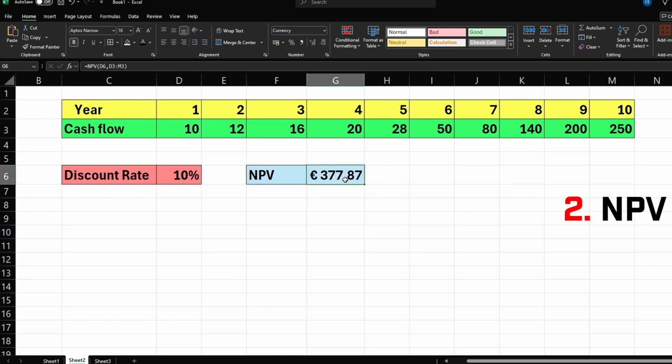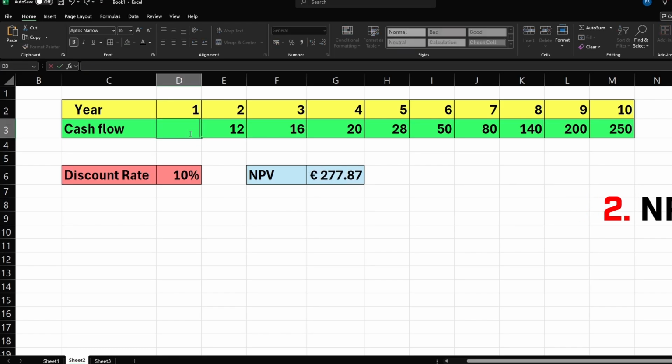NPV is all about the time value of money. This principle tells us that money today is worth more than the same amount in the future because it can be invested to earn returns. By discounting future cash flows back to their present value, NPV helps us see the value of an investment in today's terms. A positive NPV means the investment generates more value than the cost of capital or the discount rate. In other words, it's expected to be profitable.